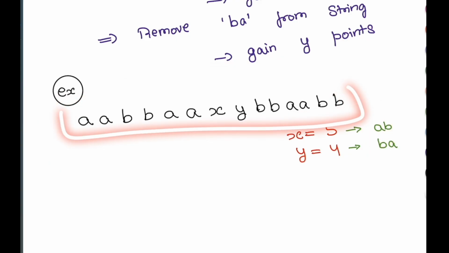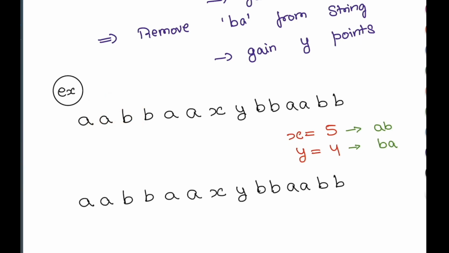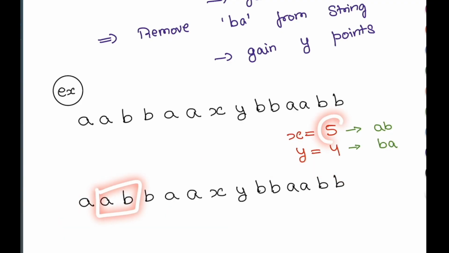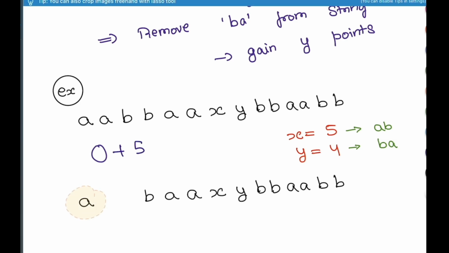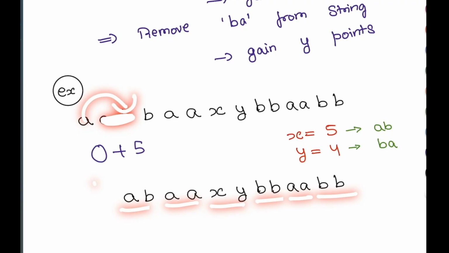In this string, we can see that we have this AB, which is a substring, so we can remove it. If I remove this AB, I will have 5 points. As of now, I have 0 points. Let me remove this AB, and now I will have plus 5 points. Now my string is AB, AA, XY, BB, AA, BB. Because we removed this AB, this A will now be here. So this is our new string.